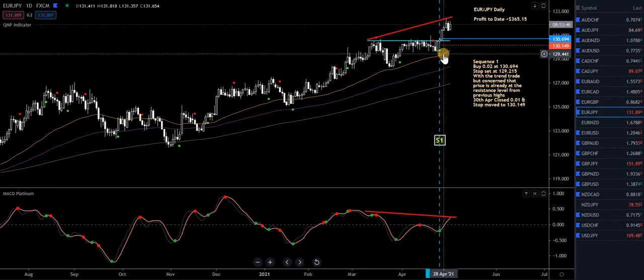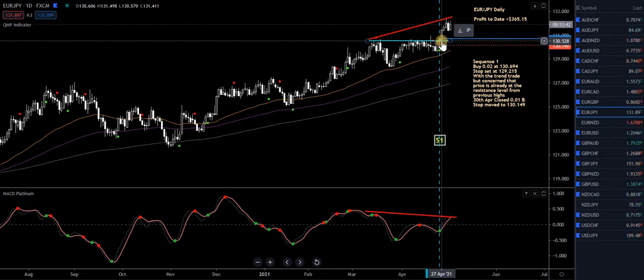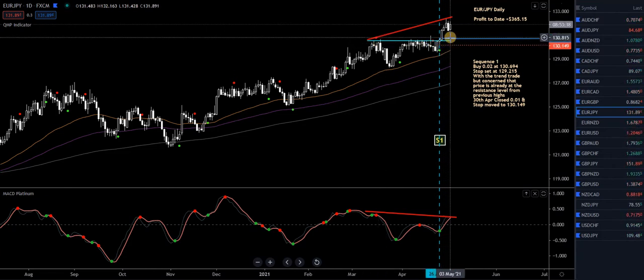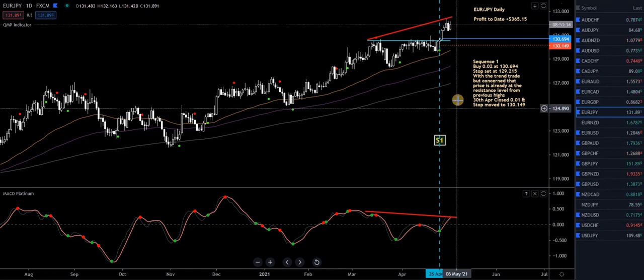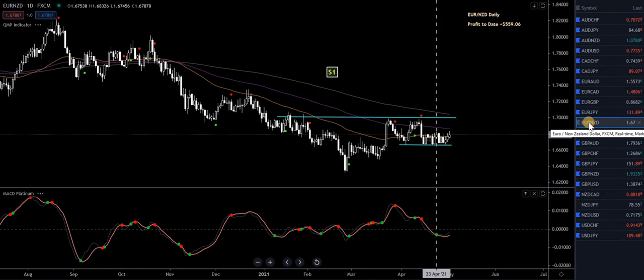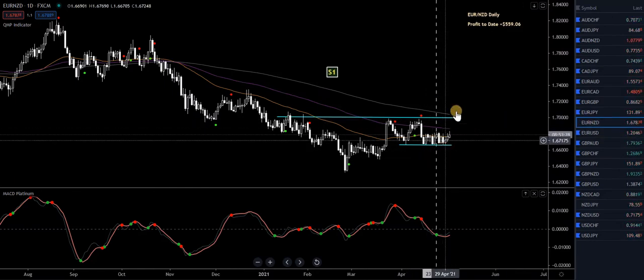Euro yen in a buy back here, already closed half. It was a tight, high-risk buy at the time because it was already at the highs. Already closed half, brought my stop up, and it's going all right. So we're heading in the right direction still, so we can probably get a little bit more profit out of that. Euro New Zealand, nothing doing here, no trades.